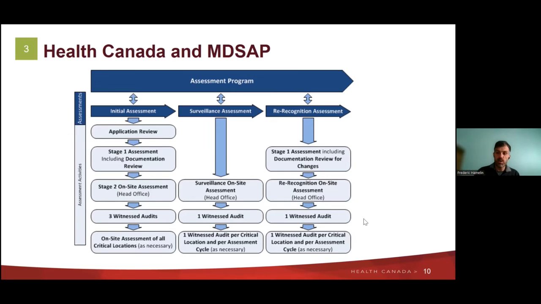We redo the stage 1, mostly to look at any changes in the documentation. We go back and do a stage 2 or re-recognition on-site assessment. But in this case, we would only do 1 witness audit in a re-recognition as opposed to 3 in the initial. And so this cycle goes on and on and on. And again, on the re-recognition, we do that technical review to make a decision.